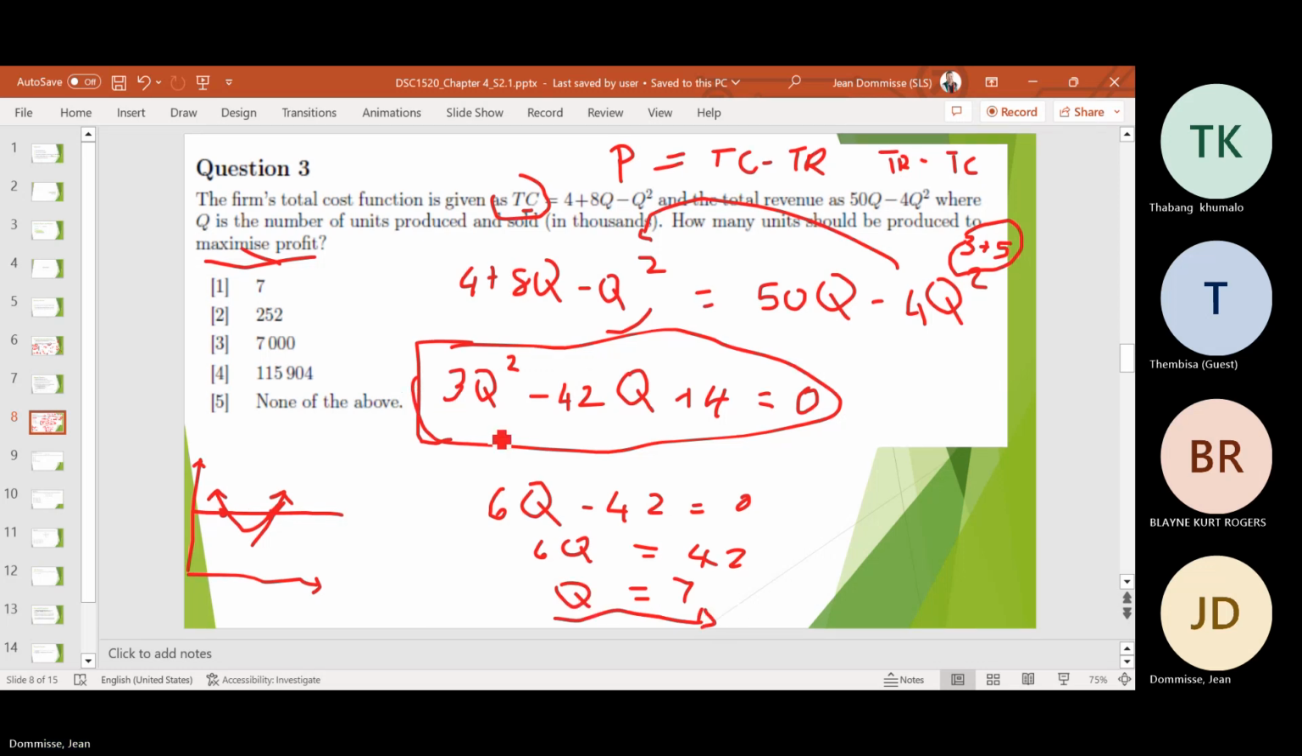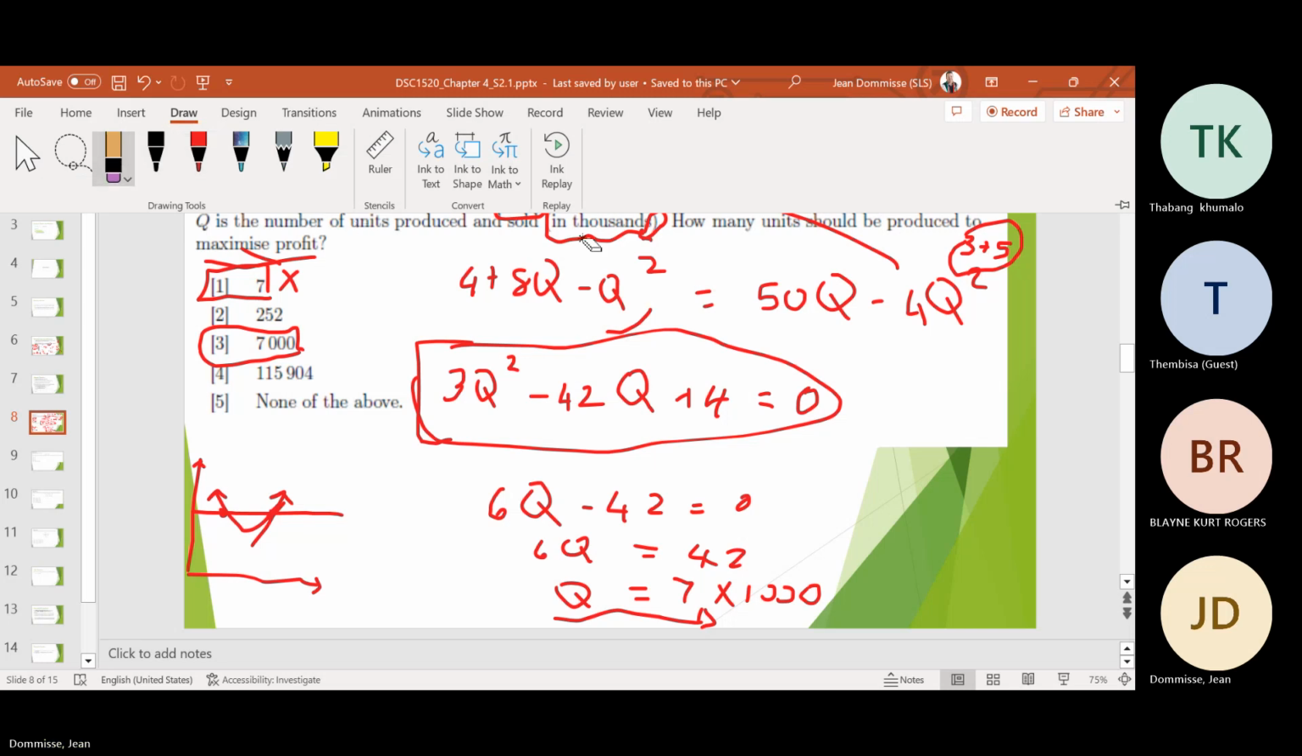Okay, so all of us would have said, oh, cool, there is my answer. But again, a trick, because here they tell us Q is the number of units produced and sold in thousands. So sold in thousands, must multiply that by 1,000. So the final answer is actually option 3, which is 7,000.